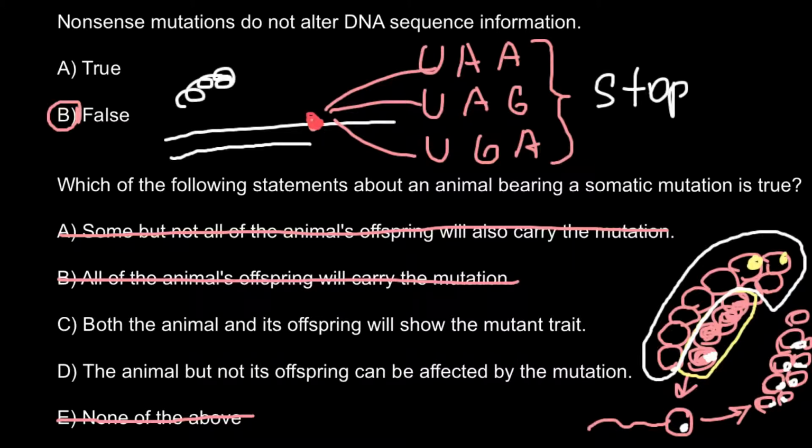Answer C, both the animal and its offspring will show the mutant trait, and this is also not true. And the true answer would be answer D, the animal but not its offspring can be affected by the mutation, and this is our choice.